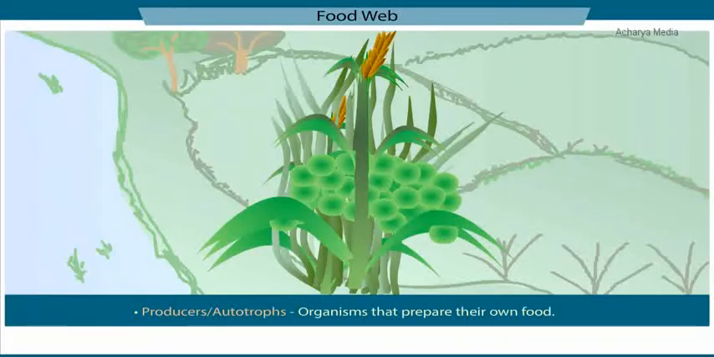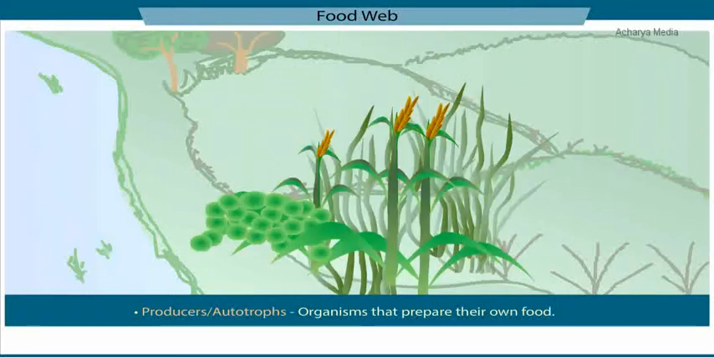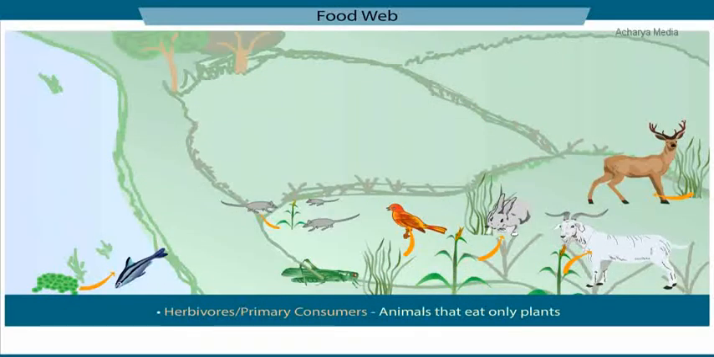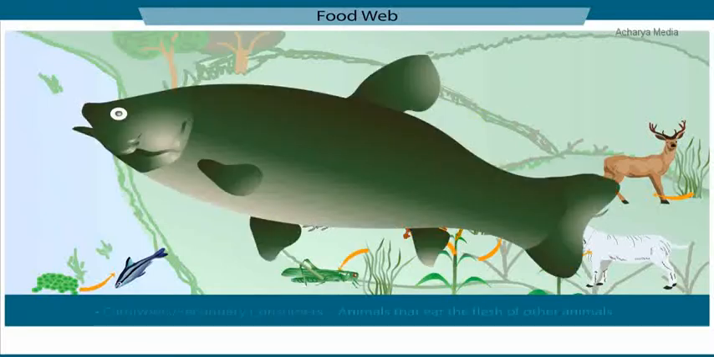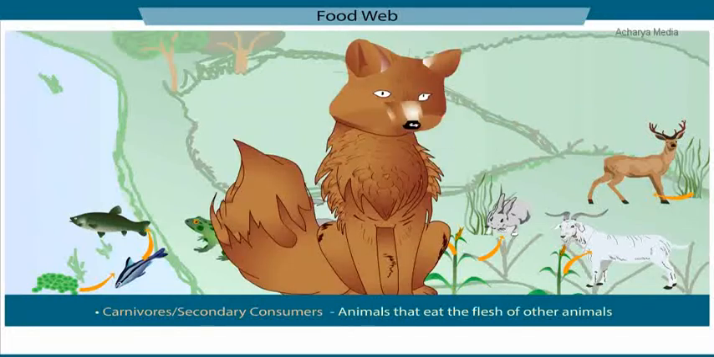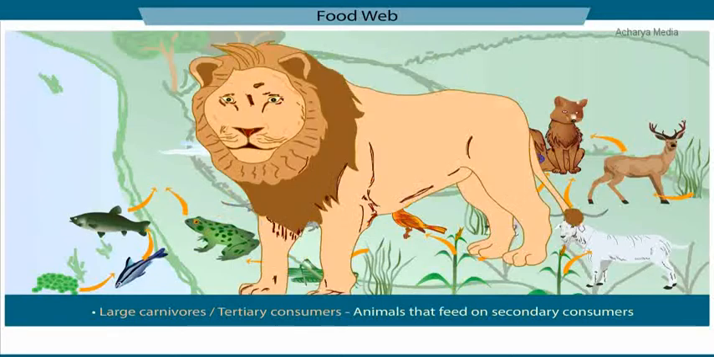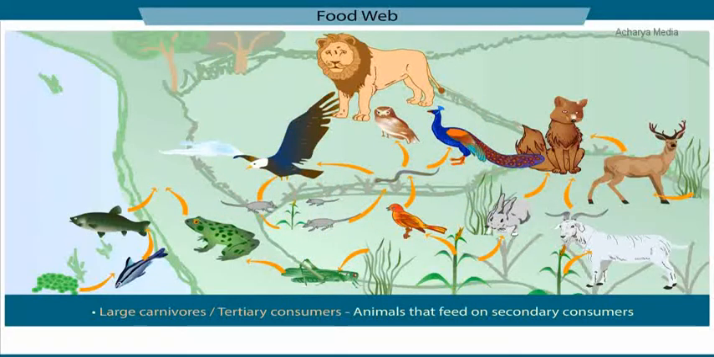All organisms which can prepare their own food by photosynthesis, like the green plants due to the presence of chlorophyll, are called producers. Animals such as deer, grasshoppers, and rabbits that eat only plants are called herbivores. They are also known as primary consumers. Animals such as frogs, snakes, and foxes that eat the flesh of other animals are called carnivores. They are also known as secondary consumers. Animals such as owl, peacock, eagle, and lion which feed on secondary consumers are called tertiary consumers.